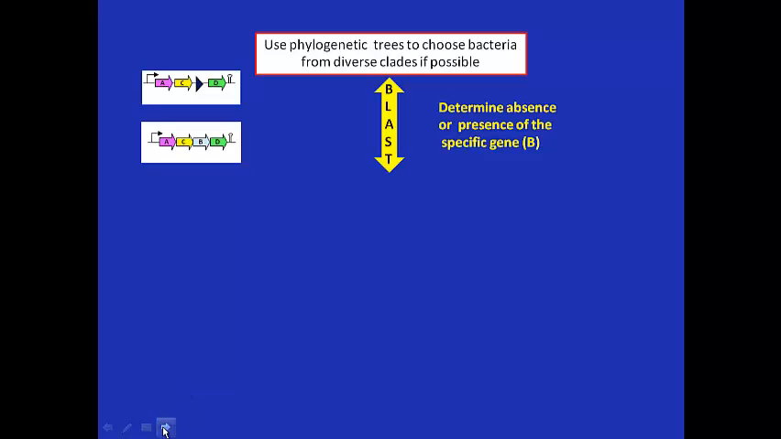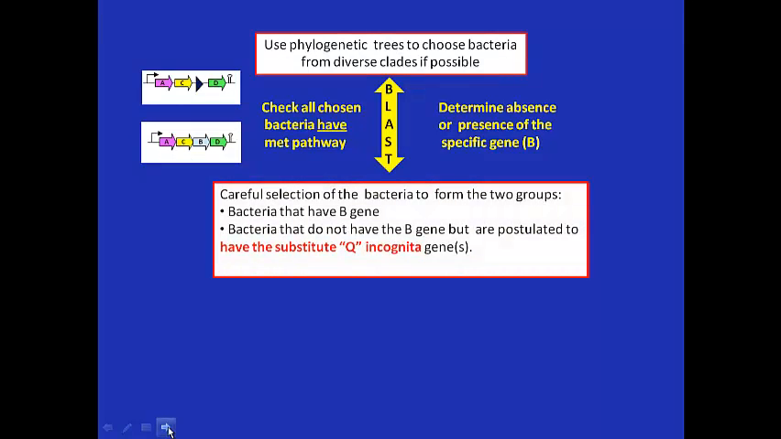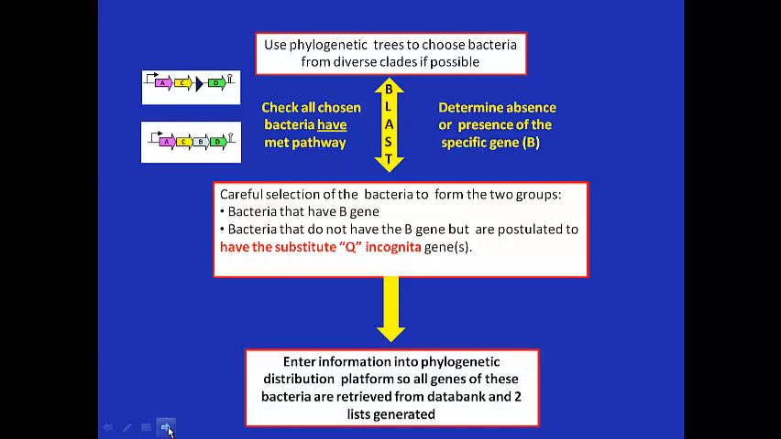We should also take advantage of these tools to make sure that the bacteria in both groups have the metabolic pathway in question. We can do this by checking the presence of the other genes of the pathway that are commonly present in both groups of bacteria, like genes A, C, and D in the current example. Usually, about 5 to 10 different bacteria are selected for each group. Once this careful selection has been made, we enter the names of all the bacteria into the phylogenetic distribution platform of our choice in the required form.